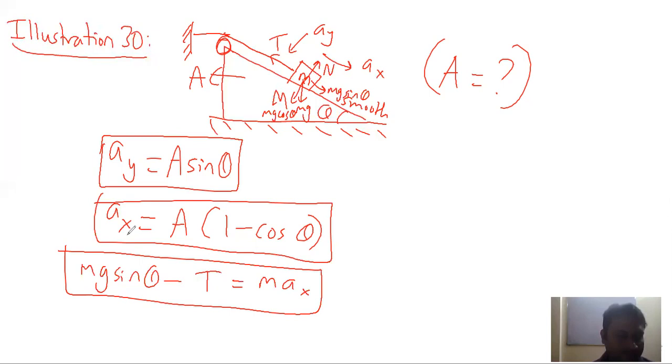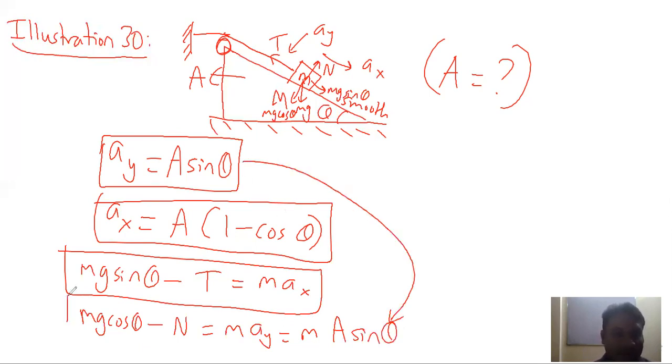Now, if I consider the block, in this case, for the block perpendicular to the inclined direction, we will have mg cos theta minus normal reaction is m a_y, which is nothing but m a sin theta, because from the first equation we know a_y is a sin theta. So this is one equation. So these are the equations for the block.